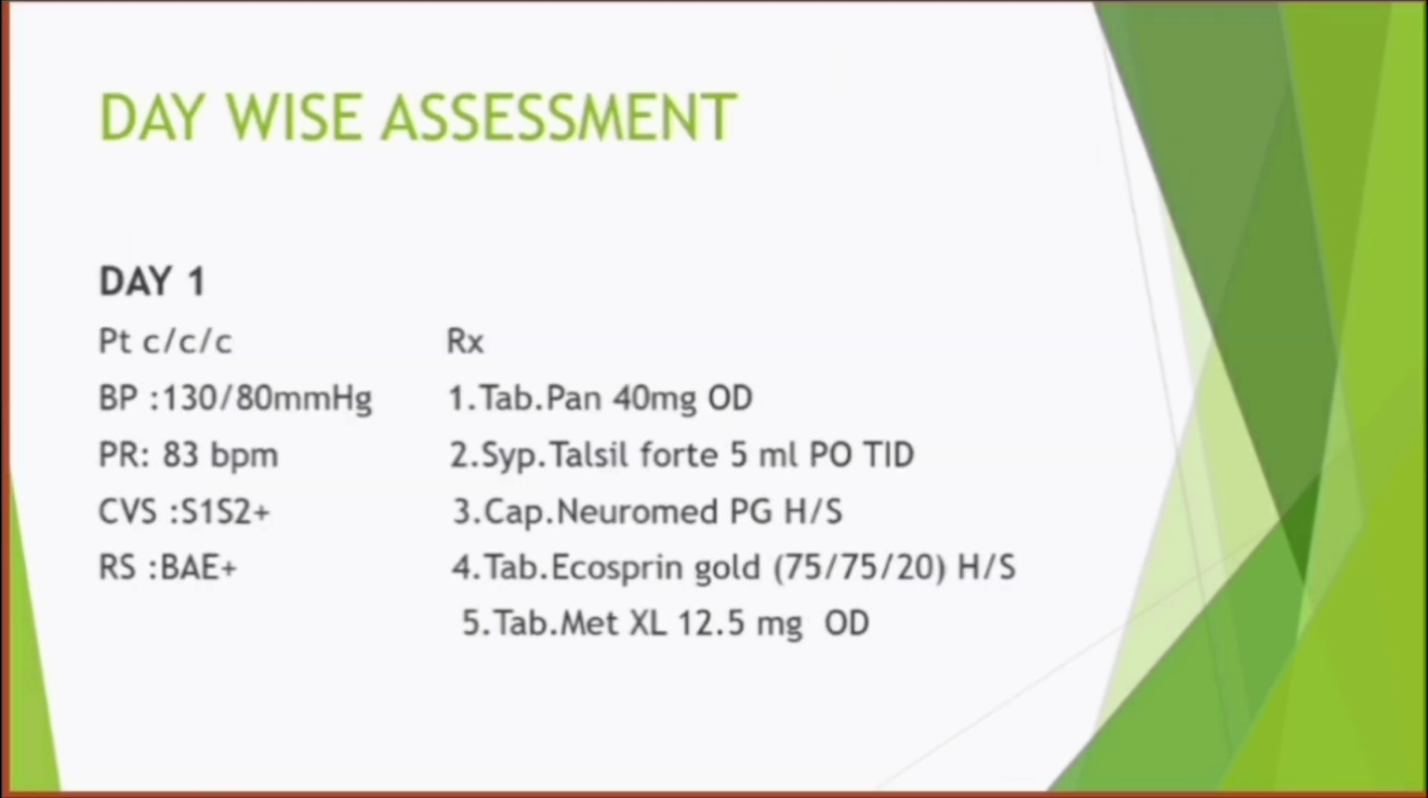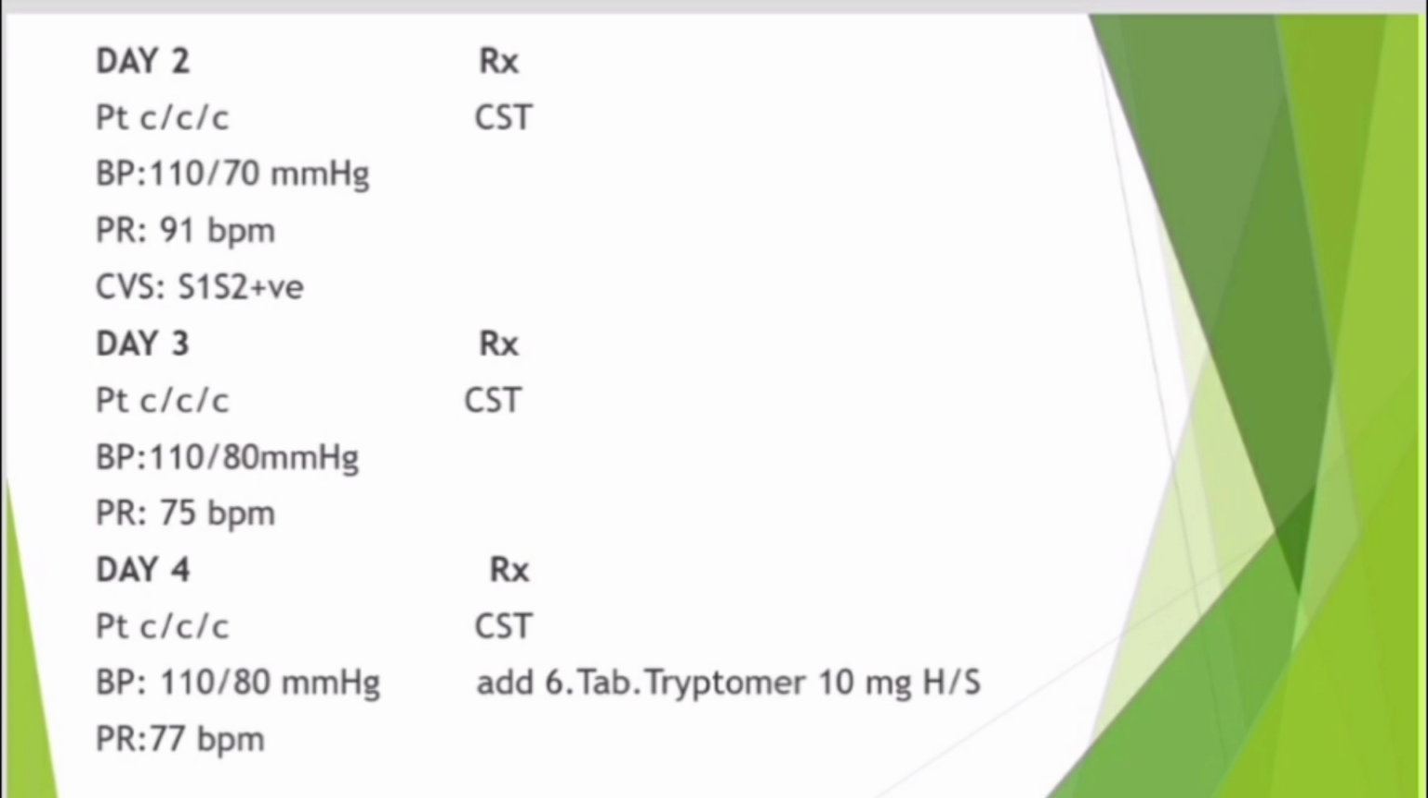When it comes to the day-wise assessment, in the first day all parameters are normal and the physician prescribed the drugs, including tablet PAN, syrup Talsil Forte, capsule Neuromed PG, tablet Ecosprin Gold, tablet Metexel. Day 2 and day 3, all parameters are normal and continue the same treatment. In day 4, parameters will be normal, continue the same treatment, add tablet Triptomer.